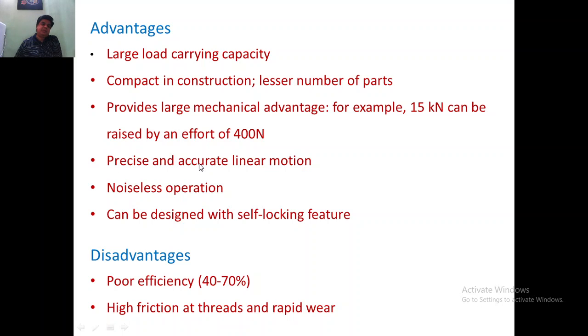Also the linear motion is precise and accurate because we are using threads, and thread parameters are manufactured precisely, and it is noiseless, so that is one of the advantages. And you can get the self-locking condition in the power screws. This self-locking we will study in detail while we analyze the power screws. The disadvantage is that the efficiency is less compared to any other mechanical system, and also the friction at the threads will be more, and there will be rapid wear and tear. Those are the disadvantages.